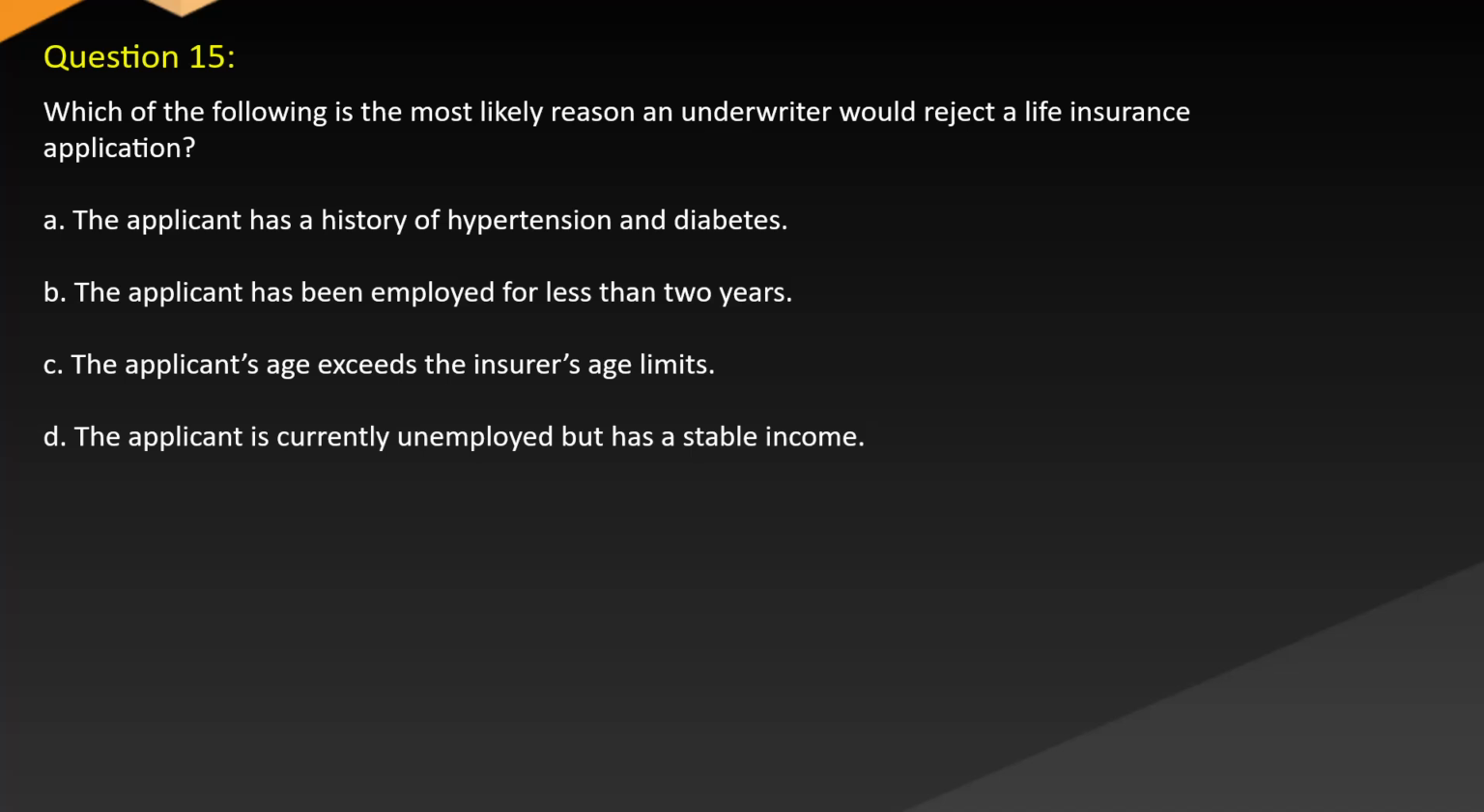Question 15. Which of the following is the most likely reason an underwriter would reject a life insurance application? A. The applicant has a history of hypertension and diabetes. B. The applicant has been employed for less than 2 years. C. The applicant's age exceeds the insurer's age limits. D. The applicant is currently unemployed but has stable income.